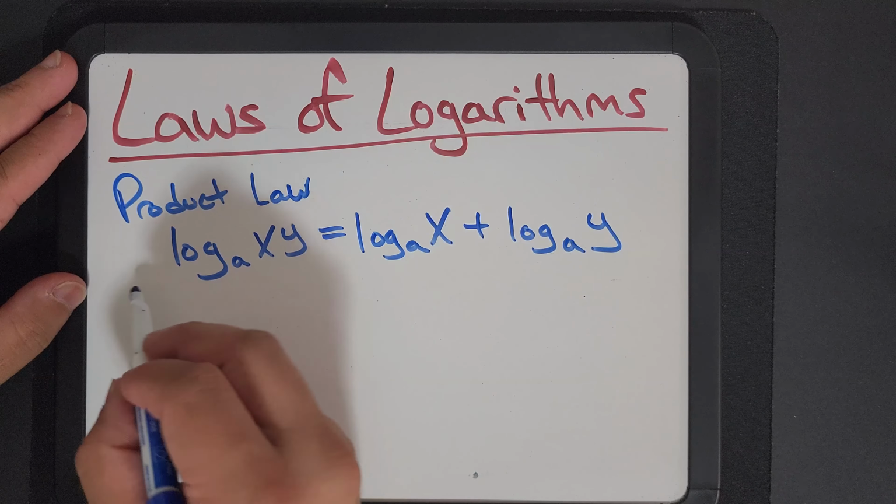So if you have a log of the base a and you have x over y, that is also the same as saying log base a x minus log base a y. And the final one is going to be our power law, which basically states if you have a log base a with x to the power of r, that is the same as saying r log base a of x, which basically means you brought down the r.